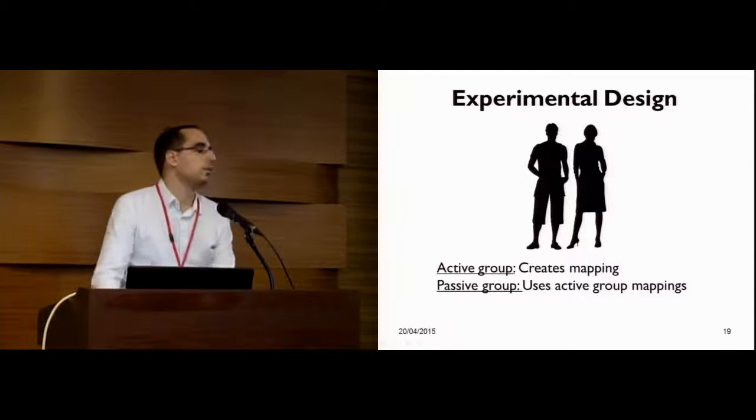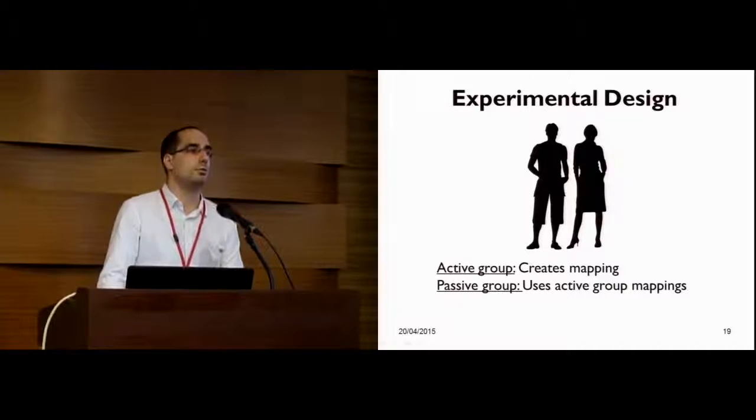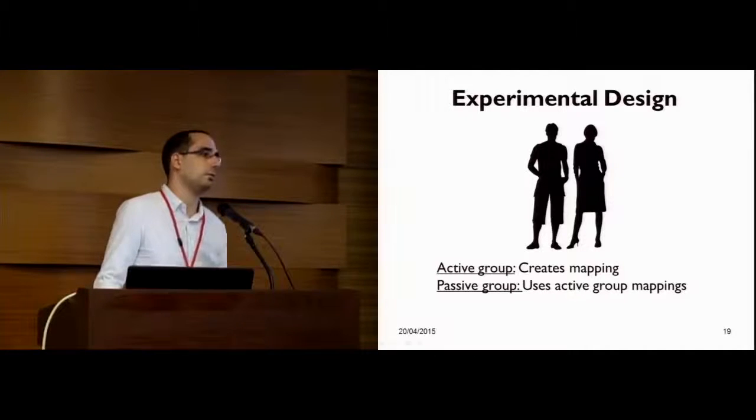In the first experiment I'm going to present, we used 2 groups of users. The first group was active users, as we call them. These are users that create their own mapping with the 48 items. And the passive group are users that will learn the mapping that was created by somebody in the previous group, basically. So we had one active, one passive, one active, one passive, and so on.